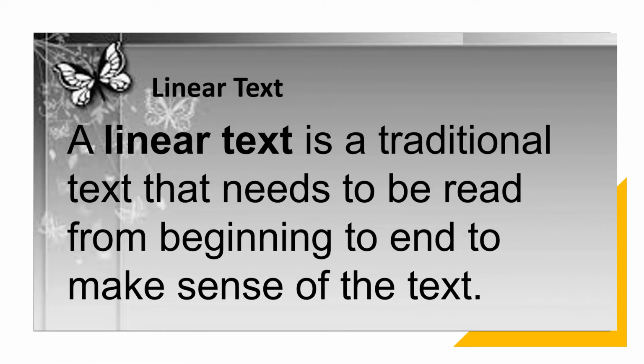First and foremost, let us define what a linear text is. It is a traditional text that needs to be read from beginning to end to make sense of the text. This is what we have usually been doing when reading a selection. We start reading from the title up to the last word of the given text.